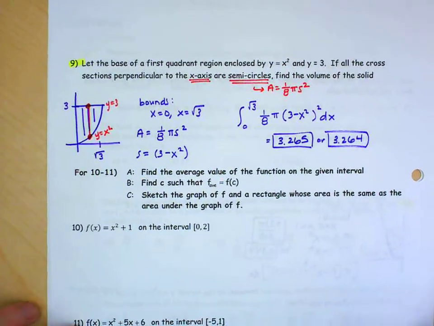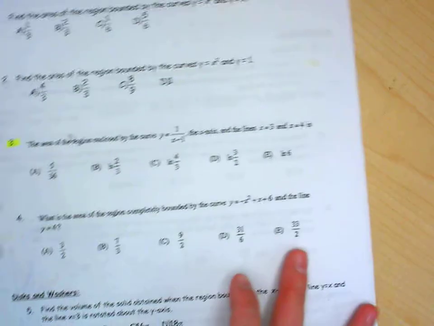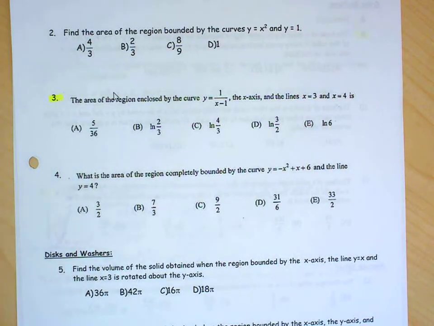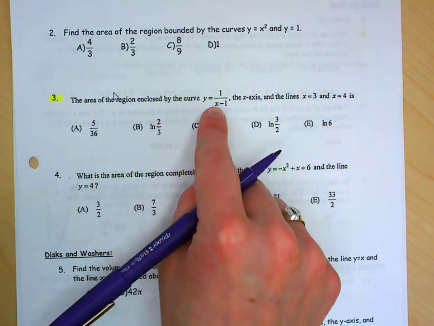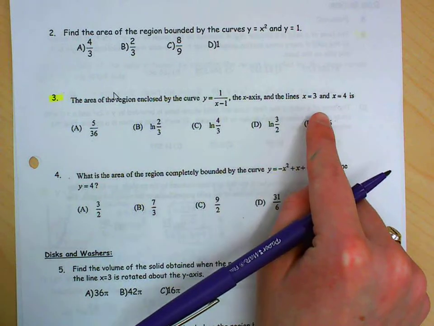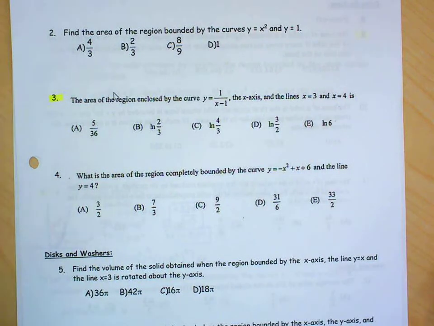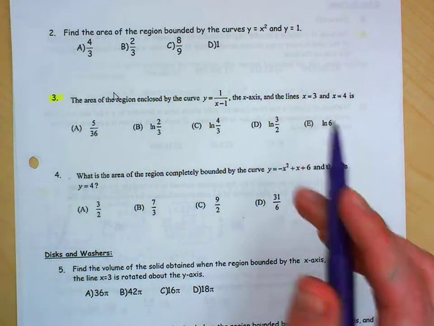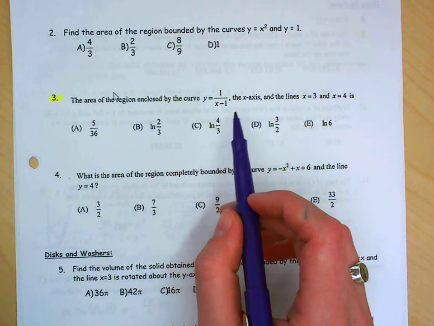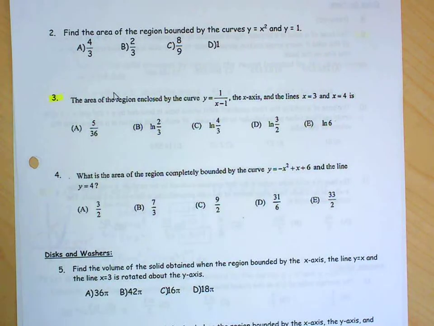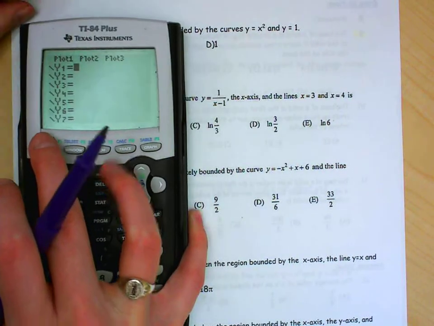Let's skip and do the 2 multiple choice. So let's start with number 3. It says the area of the region enclosed by the curve this, the x-axis, and the lines x equals 3 and x equals 4. Remember, bounds can be, we can get them from intersection points, or we can get them from vertical lines. So in this case, it looks like vertical lines. If it's been a while since you've seen this graph, one of the things you can do, since you'll have a calculator, is just to type it in and see what it looks like.